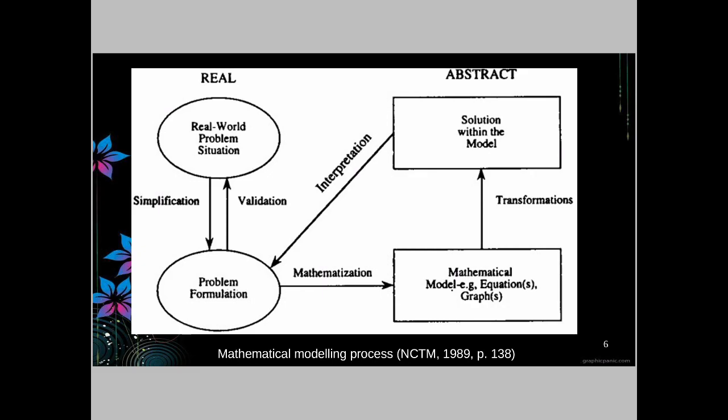So you have your modeling process here. For example, you have your real-world problem or situation. You formulate a problem from an observed situation in real life. You simplify it in order to properly formulate your problem, but of course you still need to validate that. Then, once you have formulated your problem, you do mathematization: you create mathematical models, equations, or graphs to describe your problem. Using those mathematical models, you find the solution within your models and interpret that solution.